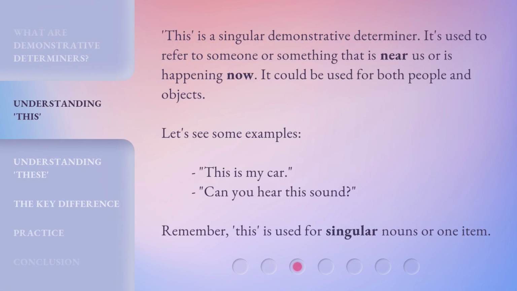This is a singular demonstrative determiner. It's used to refer to someone or something that is near us or is happening now. It could be used for both people and objects. Let's see some examples. This is my car. Can you hear this sound? Remember, this is used for singular nouns or one item.